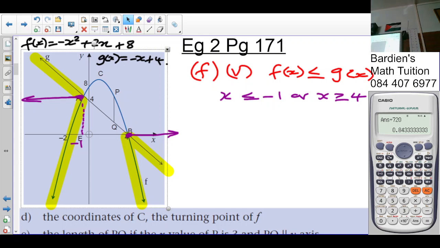Right, which page is that on? 171. Page 171.